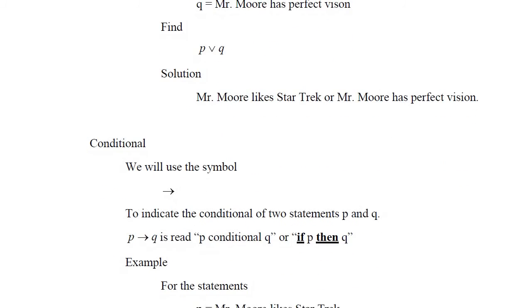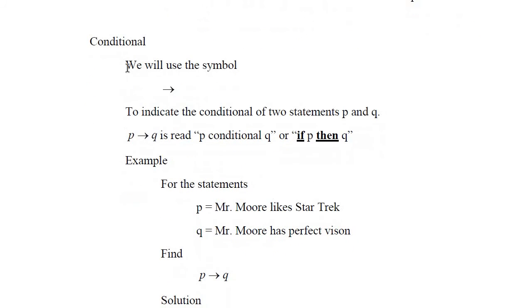Alright, the next connective is something called the conditional. For the conditional statement, we're going to use this arrow. So here I have P conditional Q, which a lot of times is read if P, then Q. That's our conditional statement. The conditional statement is the if-then statement.